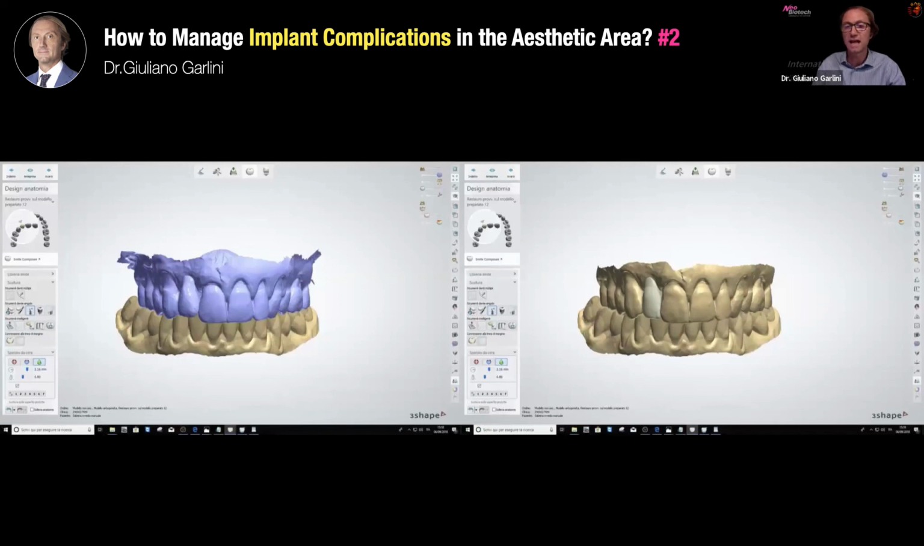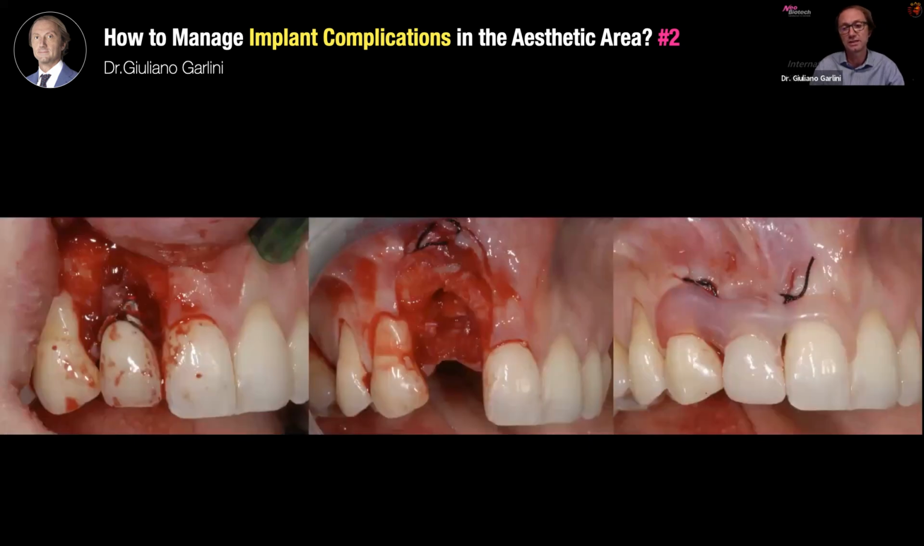So we have studied the case with our technician. This was a complex case from an aesthetic point of view because we have a great amount of recession.